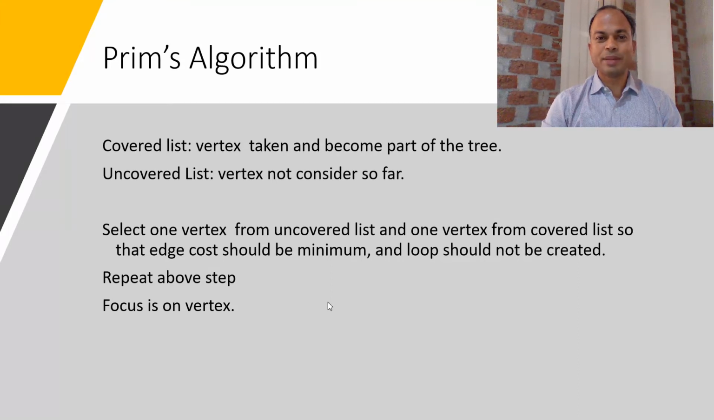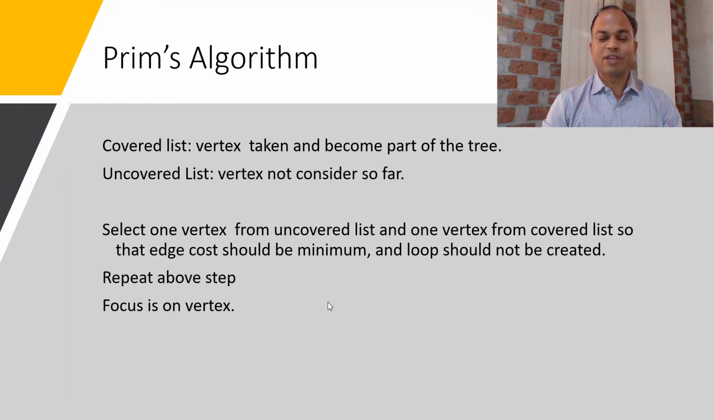If we talk about Prim's algorithm, then we are maintaining two lists. First list is called covered list. Second list is called uncovered list. In the covered list, basically, vertices taken become part of the tree. Initially, no vertex is part of the tree. Whatever vertex we are selecting as part of the tree is counted in the covered list. Initially, no vertex is part of the tree. Therefore, all vertices are part of the uncovered list.